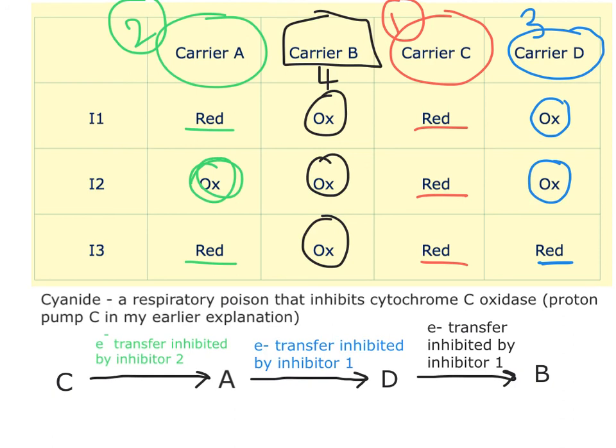And actually, if you then put that into a real life context, carrier B therefore would be that final complex in the electron transport chain, cytochrome C oxidase, the one that cyanide inhibits, and that obviously puts a total stop to any respiration at all, so that's why it's lethal.